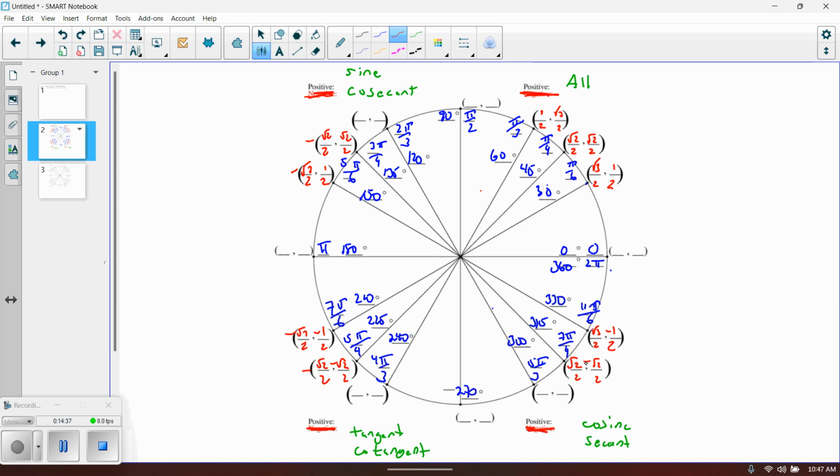That's always going to be a 1/2 and root 3 over 2. So 1/2, root 3 over 2. X is negative: negative 1/2, root 3 over 2. They're both negative: negative 1/2, negative root 3 over 2. The y is negative in the fourth.